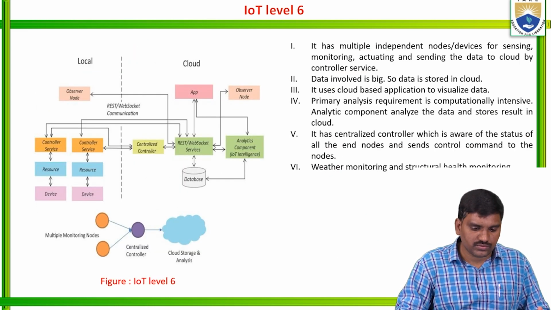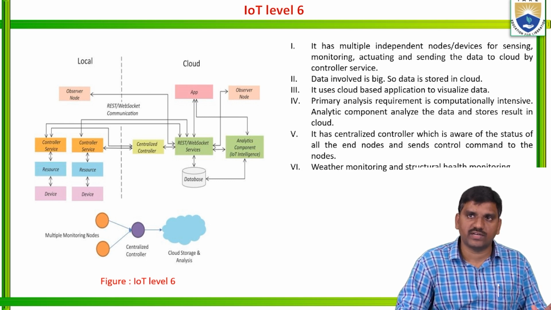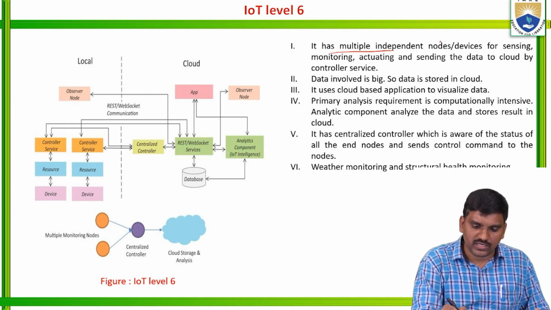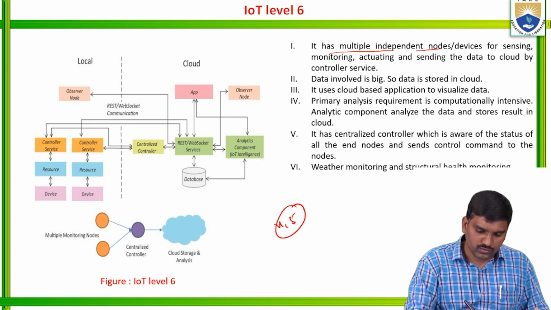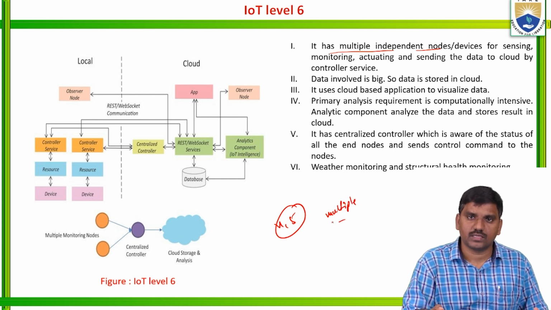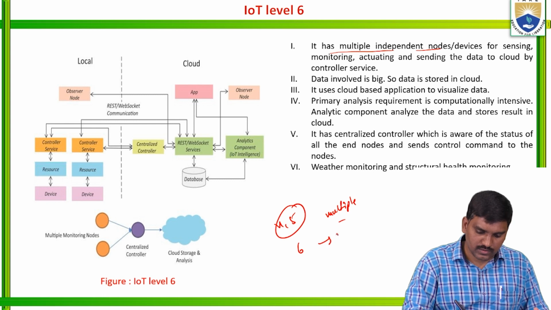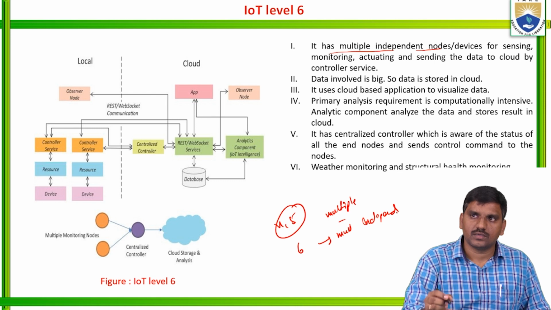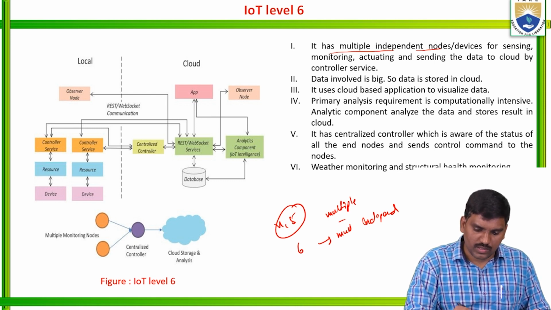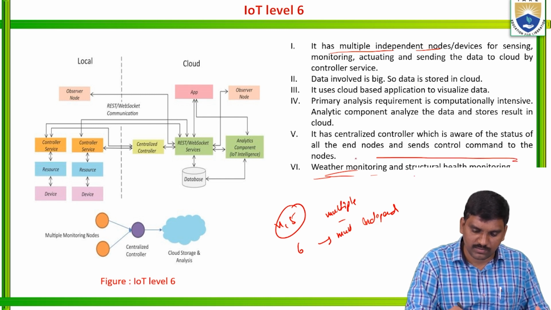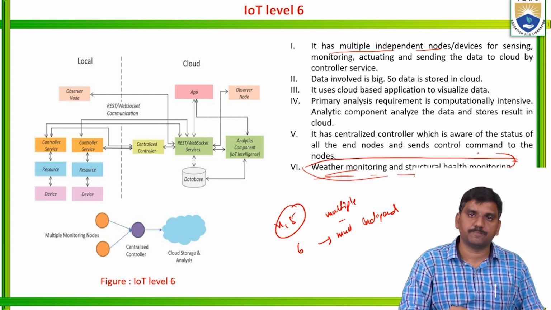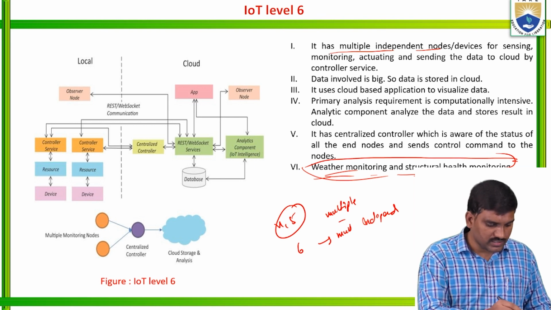The last level of IoT is IoT level 6. Same, it has multiple independent nodes. In levels 4 and 5 there are multiple dependent nodes, but in IoT level 6, multiple independent nodes. The best example for IoT level 6 is weather monitoring and the structural health monitoring system that is used in the medical department. The diagram for the same is same, local.